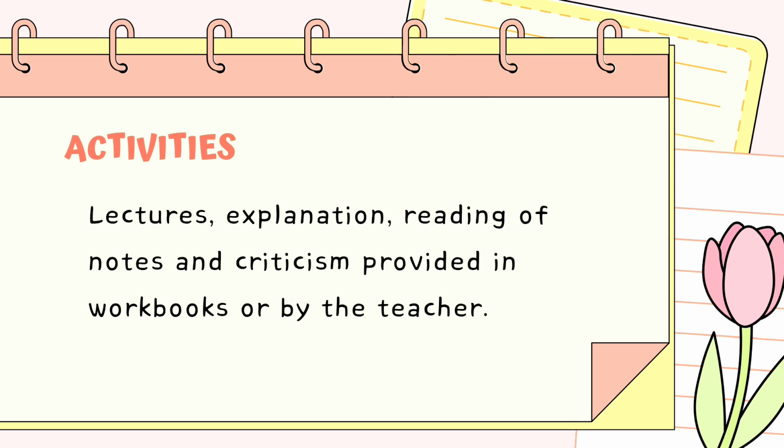So we have lectures. Here, the teacher delivers lectures explaining the historical context, literary techniques, and author's intention. Next, we have explanation. Here, the teacher clarifies difficult passages or concepts. And last, we have reading of notes and criticism. Here, students read prepared notes, critical essays, or analysis provided by the teacher or in workbooks. This approach minimizes independent critical thinking and active engagement with the text.